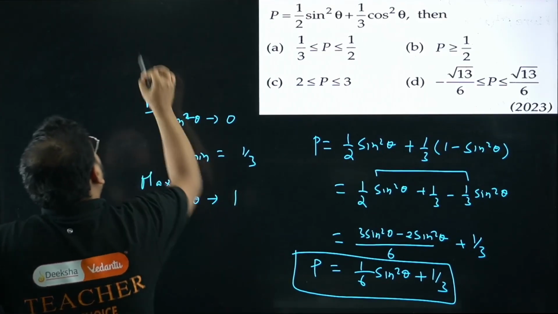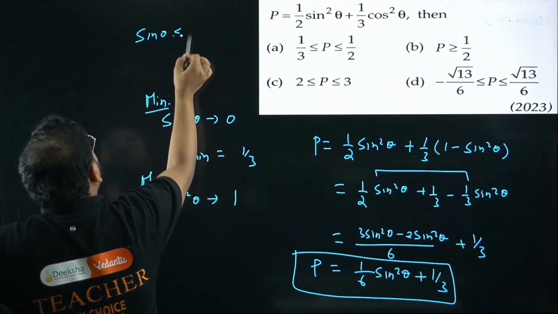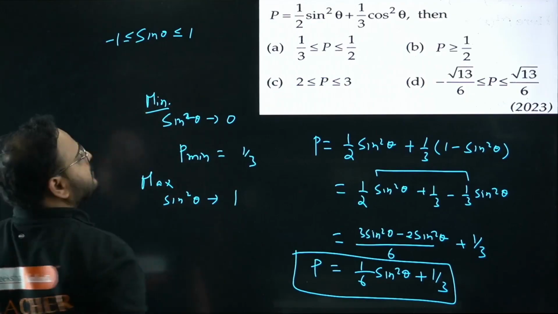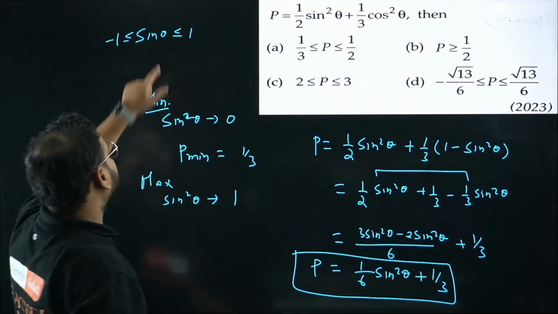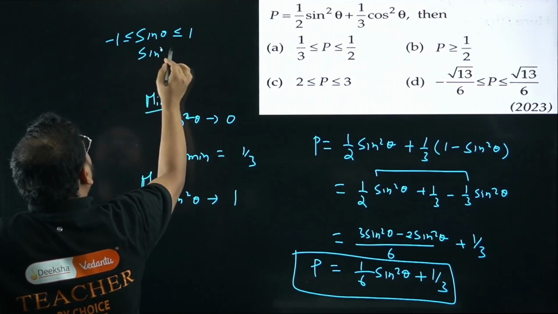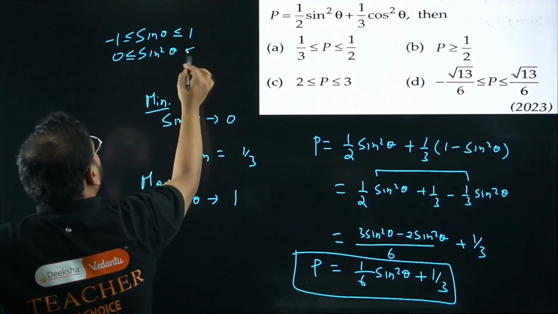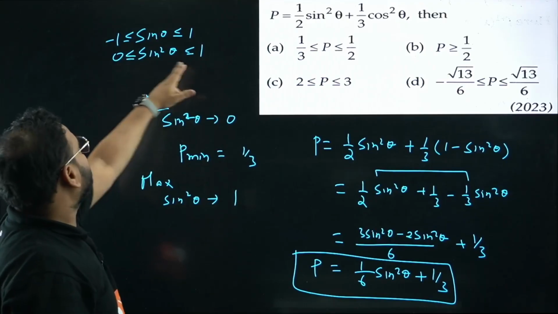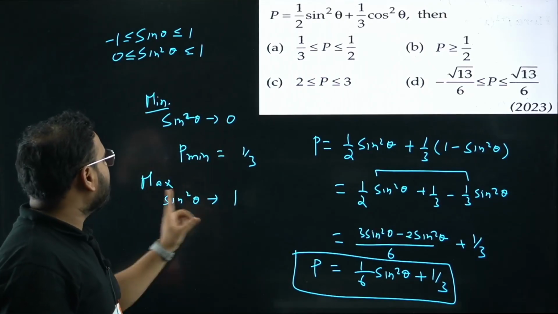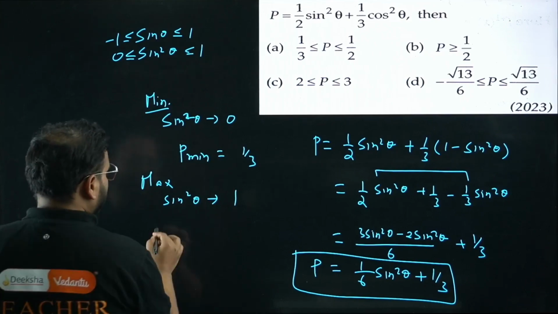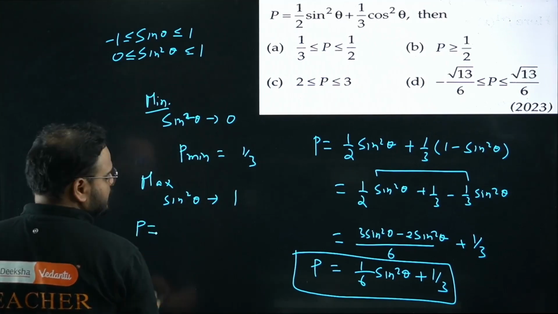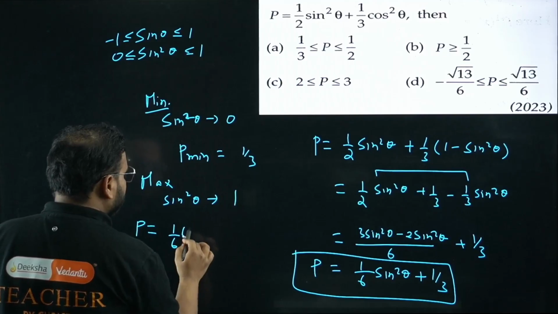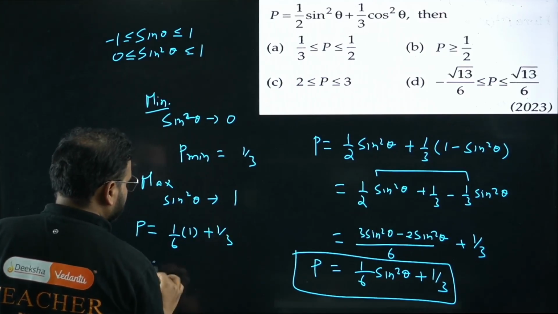Because sine theta ranges from minus 1 to 1. So if you square it up, it will go from 0 to 1 only, right? Because if you square it, it will become positive only. So the minimum value is 0 and the max value is 1. Hence, please check the value of P now. For this, you'll have 1 by 6 times 1 plus 1 by 3. LCM will be 6.